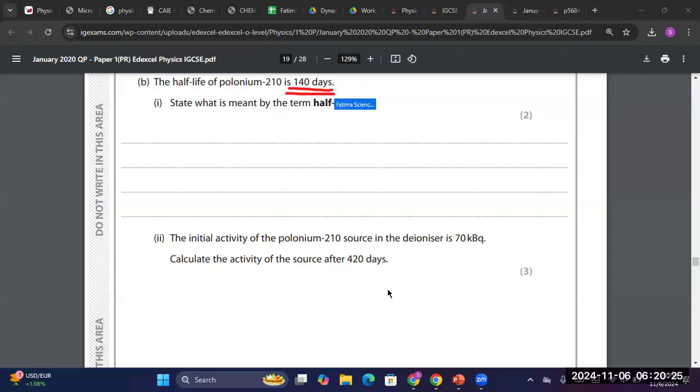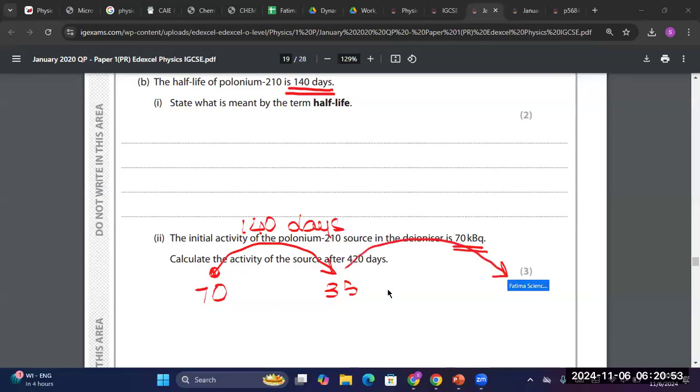Now, Viraj, basically, our half-life is 140 days. Okay. That means our starting activity is 70. Okay. Now, when we do half of 70, what do we get, Viraj? 35. How many days will it take for it to get from 70 to 35? 140 days. Okay. Then, can you do half of 35?